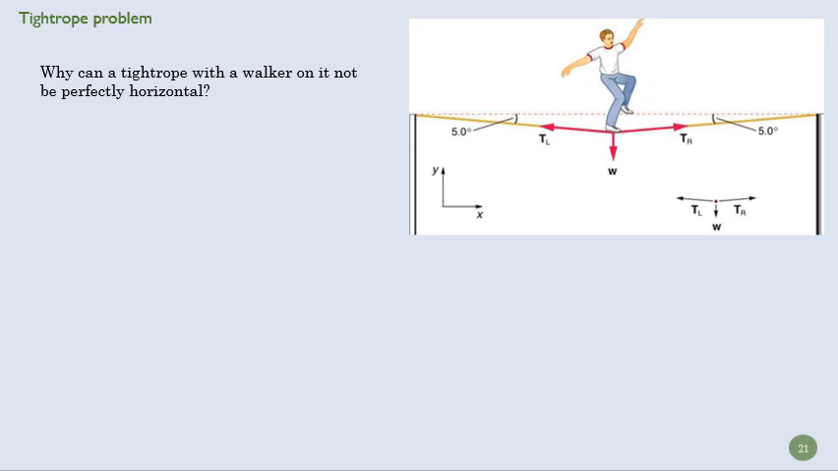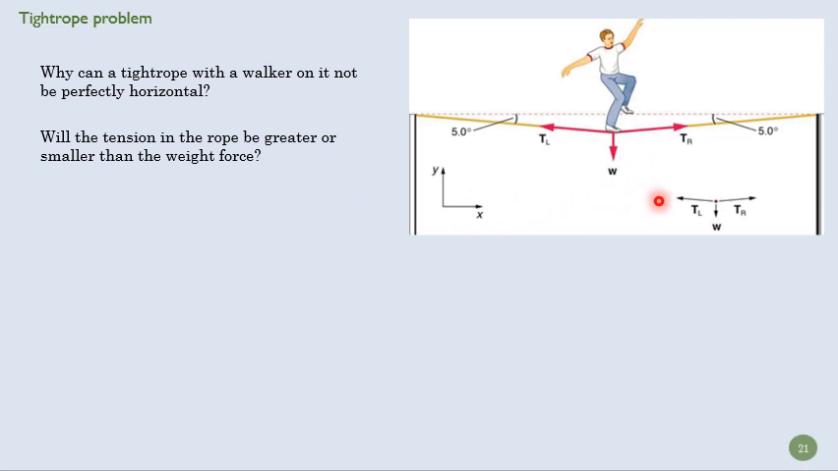So let's look at a little tension example, which is our tightroper over here, who seems to be having some troubles. Why is it that a tightrope can never be exactly horizontal? Why is that not possible? We can figure that out using the idea of tension and using a free body diagram.